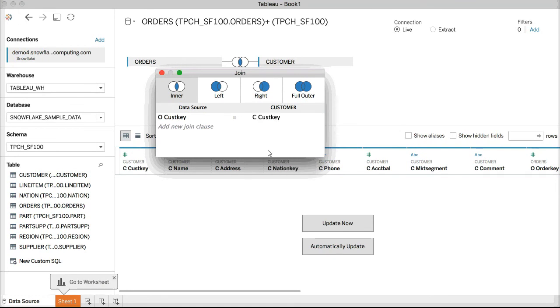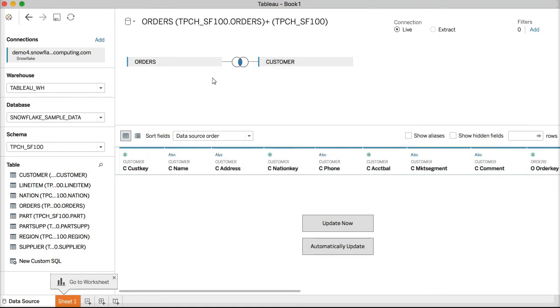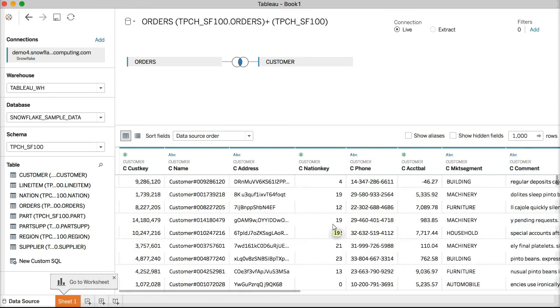I can then update my data to see what data comes in, and then I can build graphics on that. And again, as it does the update here, it's going to pull all the data. I can see the data right in Snowflake, go into the worksheet, and start building out my dashboard. So it's that quick and easy to get started with Snowflake, get connected to Snowflake from Tableau.